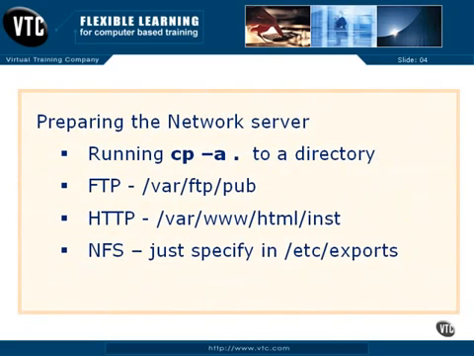If you're preparing an FTP server, a logical location for Red Hat Enterprise Linux is /var/ftp/pub. For an HTTP Apache server, the logical location is the directory noted there. If you're creating a NFS server, and that's one reason why I specify that in more detail, all you need to do is specify that directory in the /etc/exports configuration file.